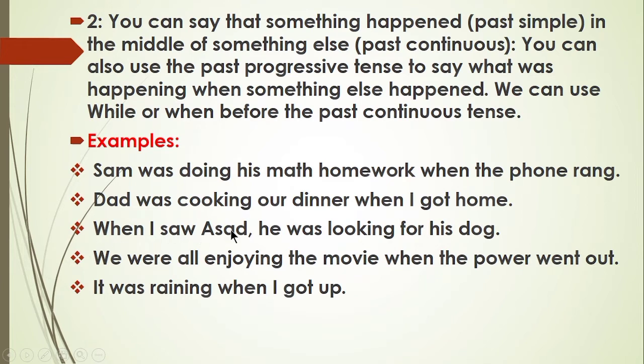When I saw Asad, he was looking for his dog. So what was happening that time when I saw him? He was looking for his dog. We were all enjoying the movie when the power went out. So the power went out, that action was completed. And what was happening that time? We were enjoying the movie. It was raining when I got up. So when I got up, what was happening? It was raining. So in this scenario, we also use past continuous or past progressive tense.